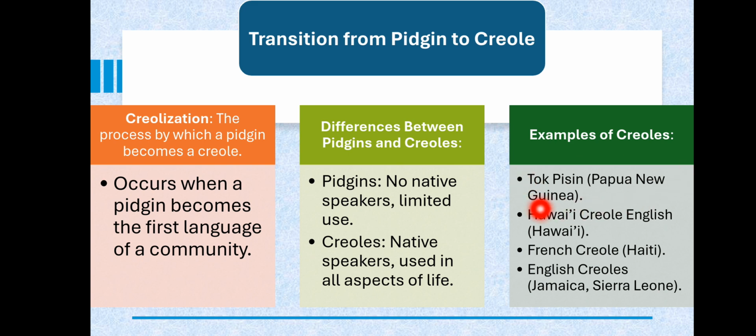Examples of Creole: Tok Pisin, which is spoken in Papua New Guinea. Similarly, we have Hawaiian Creole English in Hawaii, and we have French Creole, which is spoken in Haiti. We have English Creoles spoken in Jamaica and Sierra Leone. You see that most often we find English, British, because the British occupied most parts of the world in the 18th and 19th centuries.